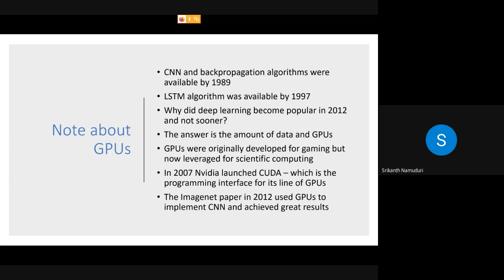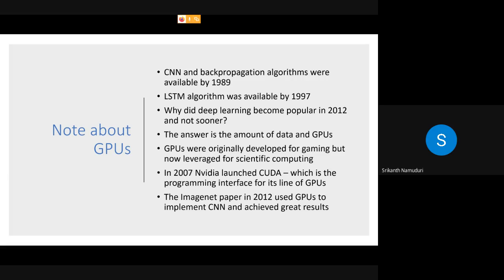The importance of GPUs cannot be understated. Think about this: the algorithms which are very popular these days have been around for almost 30 years now. A convolutional neural network algorithm was proposed in 1989. It was popular in the 90s, but we did not have a revolution or everybody talking about deep learning and CNNs back then, because the results were not as impressive.